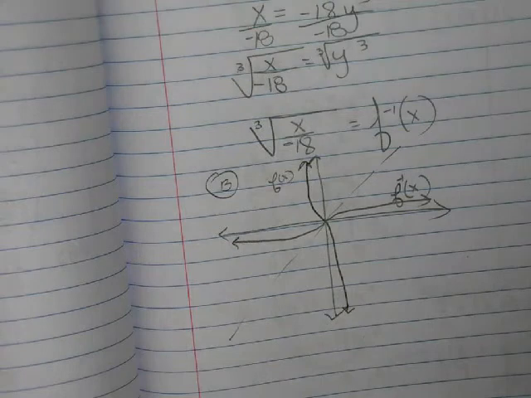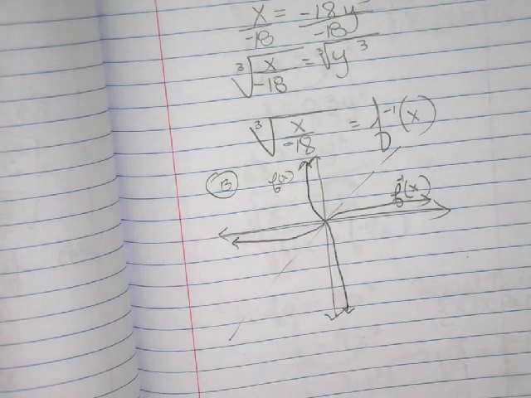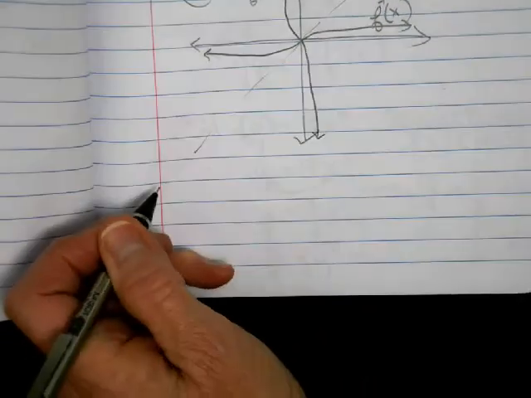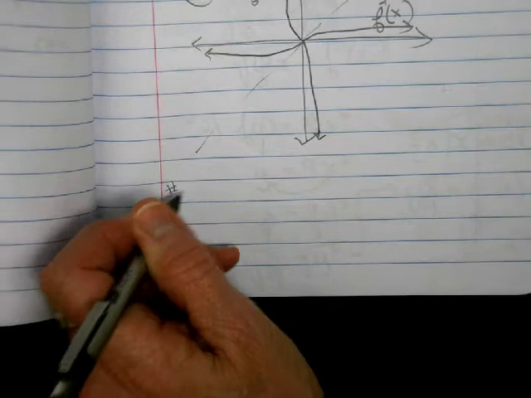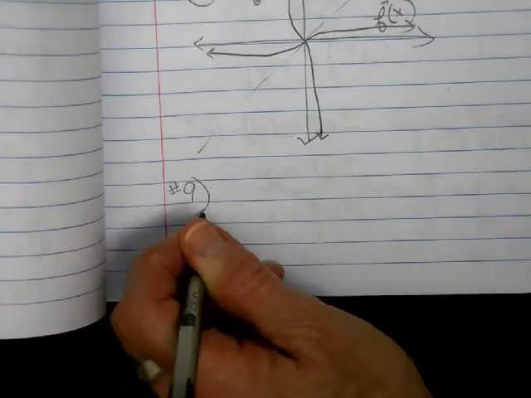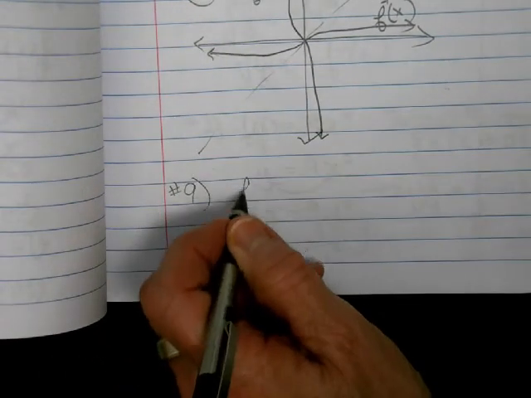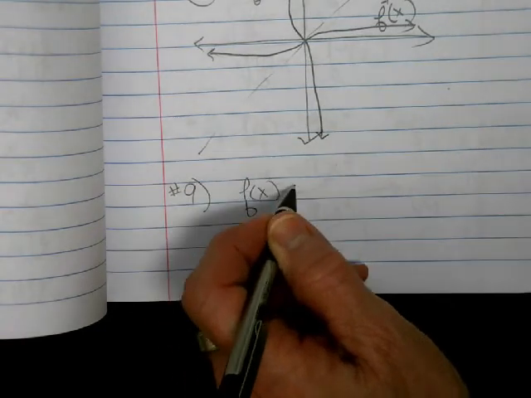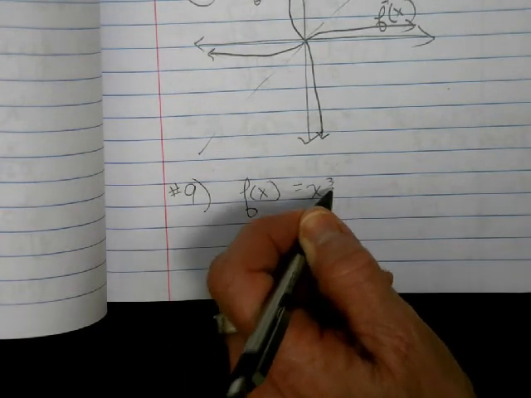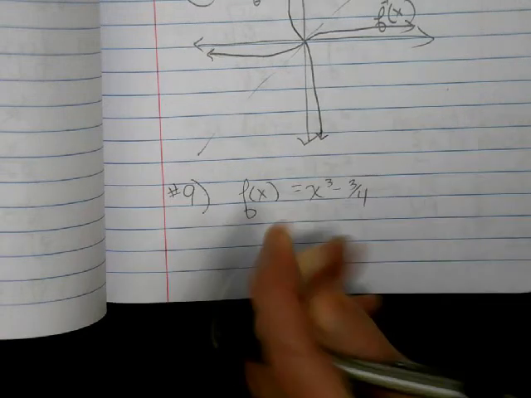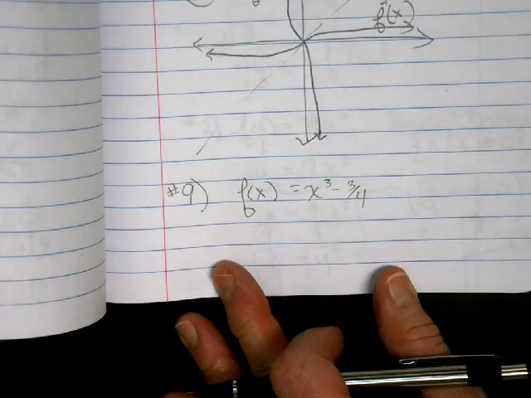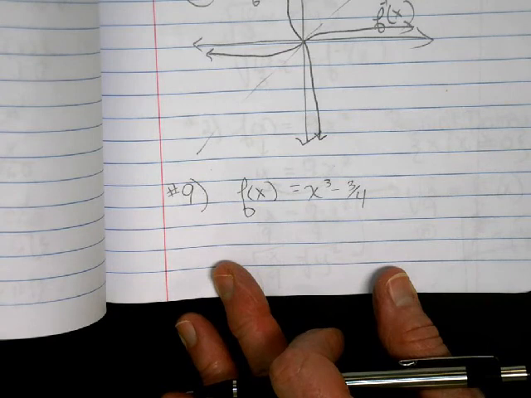Okay, number 9, I don't think has a graph. Number 9 is just doing the math. The neat thing about cubic functions is that there's no restrictions. So I can take the cube root of a negative number. You can verify that on your calculator, just throwing any negatives into a cube root function, you've got it.